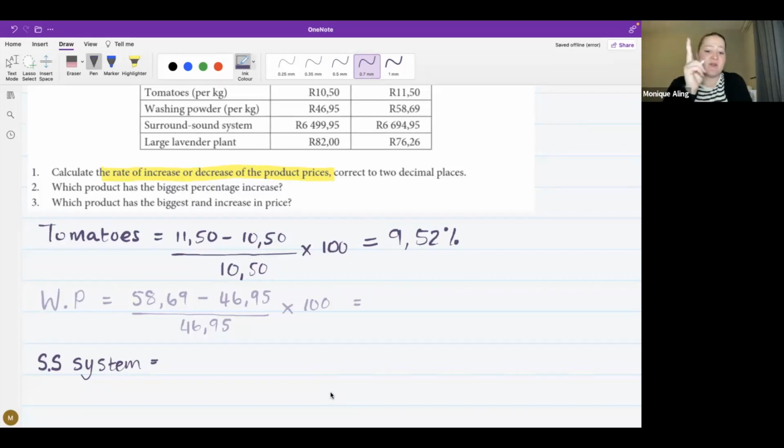Prudence, right method. We just mix the numbers around. It should be 58.69 minus 46. Take the new number minus the old number, the most recent number. Nice, Charles. Okay, if you guys have answers for the washing powder specifically, what is the inflation rate, or the rate of increase?